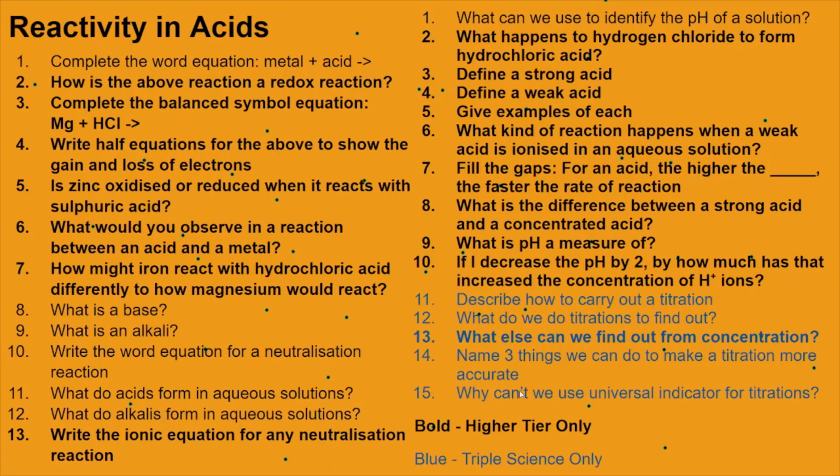This is higher tier as well, because it involves complicated calculations. We can calculate the concentration using concentration equals moles divided by volume, because we can work out the moles from the chemical equation. We can use our mole ratios and then figure out the moles of the unknown solution, and we have the volume of the unknown solution, so we can divide one by the other to get the concentration. Again, that's a very rudimentary explanation.